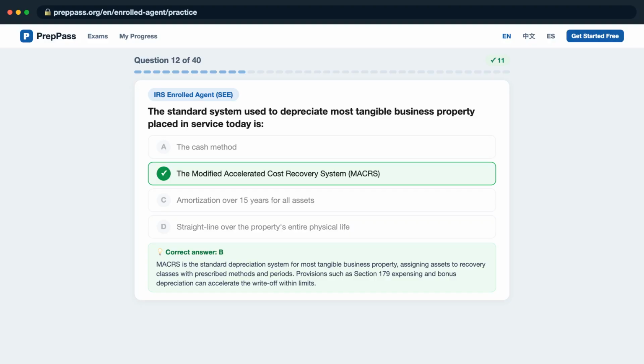MACRS is the standard depreciation system for most tangible business property, assigning assets to recovery classes with prescribed methods and periods. Provisions such as Section 179 expensing and bonus depreciation can accelerate the write-off within limits.